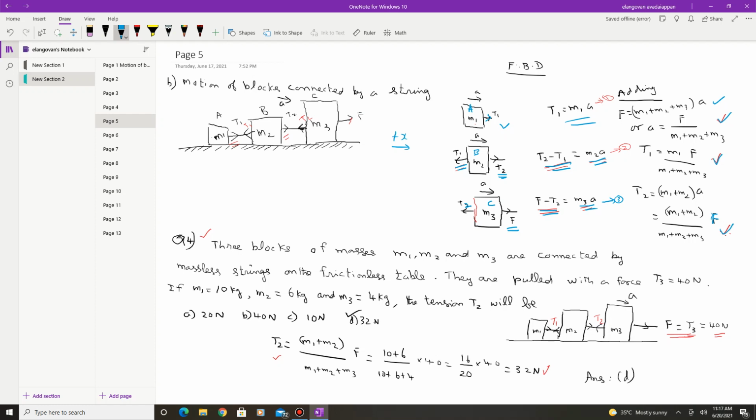Now consider a problem. Question number 4. Three blocks of masses M1, M2, M3 are connected by a massless string on a frictionless table.